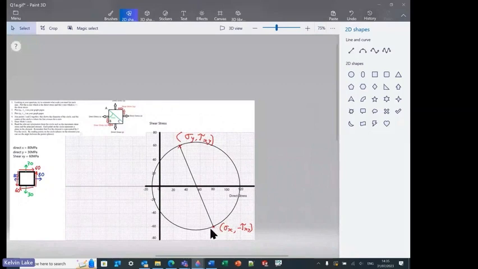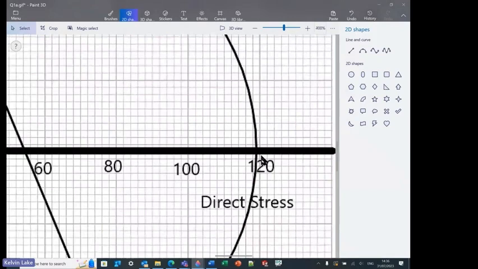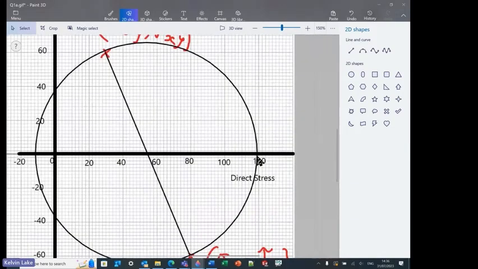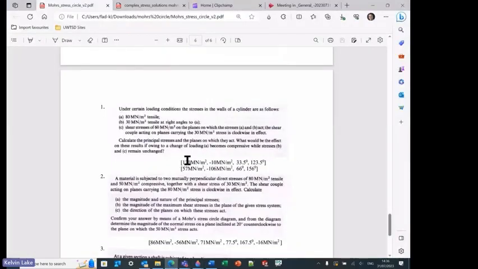So sigma 1, our maximum principal stress, remember, is going to be the maximum direct stress. Now looking at our circle, our maximum direct stress is going to be here, and that is 100 and 2, 4, 6, 8, 10, 110, 12, 14, 16, 18, about 119 megapascals. Okay, and if we look at our answer, it says there 120 megapascals. Okay, close. So clearly I'm not doing that 100% accurately, but we've got 120 megapascals. And so that's the maximum principal stress.